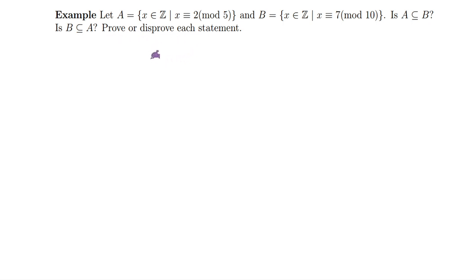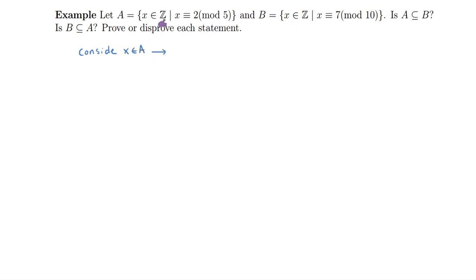So I think probably the best way to start this would be to at least better understand what these two sets actually look like. So what would it look like to have an element in A? Let's just consider, real quick, an element X in A. What conditions would it have to satisfy?